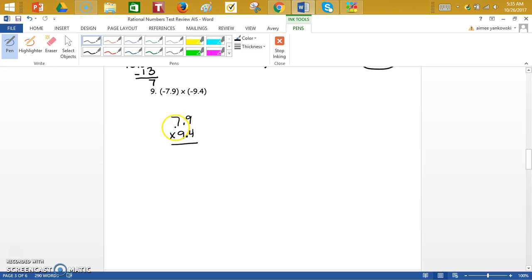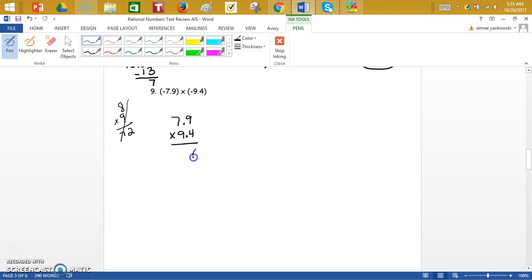I like to estimate first. So 7.9, I would say is about 8. 9.4 is about 9. So when I multiply those, I know my final answer has to be somewhere around 72. And then I say, okay, that helps me know where my decimal point absolutely has to go. So this is just a little estimation off to the side. But I'm actually going to long multiply.